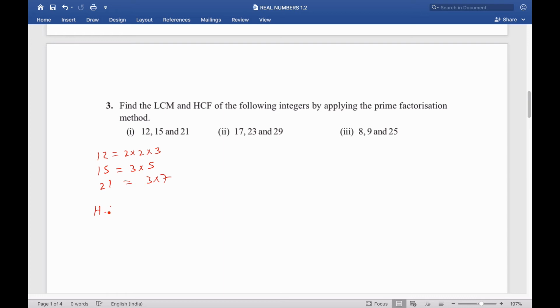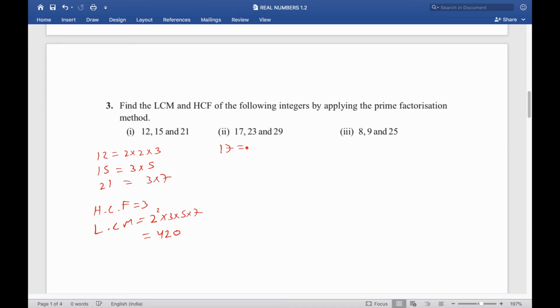So I will say my HCF is 3. Now whatever is left, first I will multiply it and then multiply it with 3. So my LCM will come out to be 2 square into 3 into 5 into 7, which will be 420. So let's move on to this one.